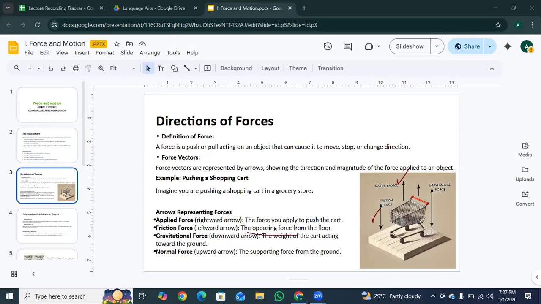The next one is gravitational force. You can say that this is the weight of the cart pulling it down towards the ground. The weight of the cart acts towards the ground. And this one is the normal force, the supporting force from the ground. You can say that this is the ground pushing up to support the cart so it does not sink into the floor.